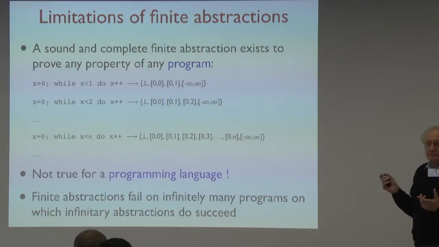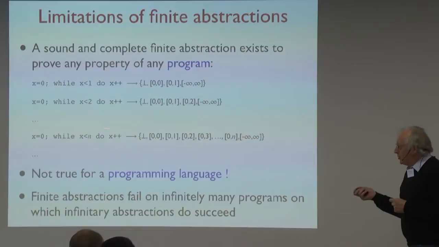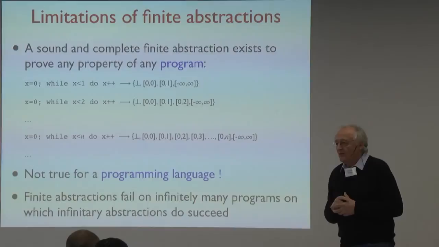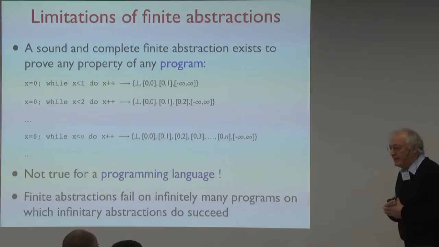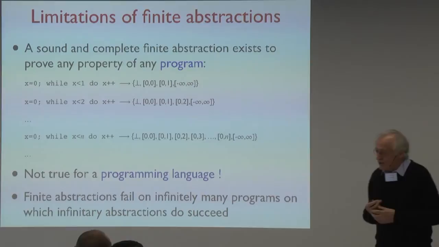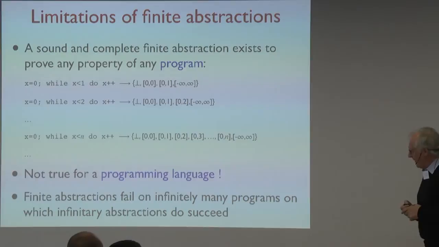And for this zero n, you will not be able to make the proof of the program, whereas if you take intervals, it will do it without problem. So this shows that if you have a finite domain only approach, you can do it for one program, but it doesn't scale to a programming language. And to scale to a programming language, there are infinite abstract domains that will always do better than you. So you will always be beaten by someone using an infinite domain.